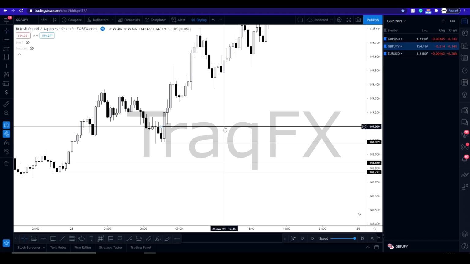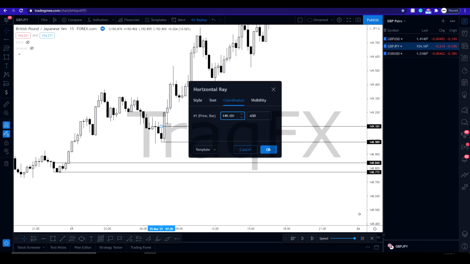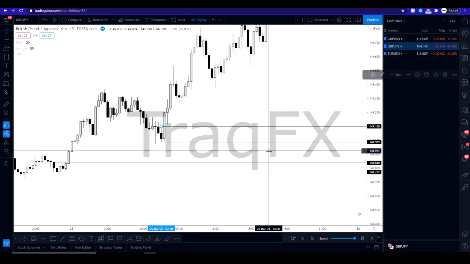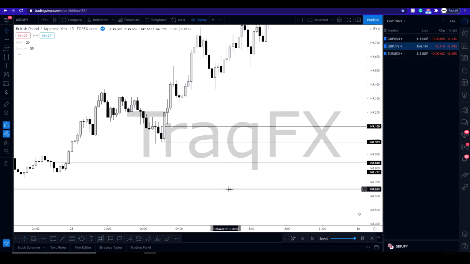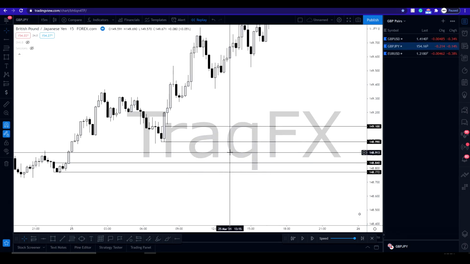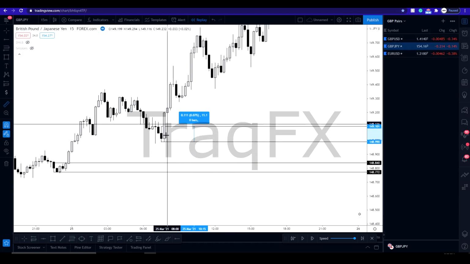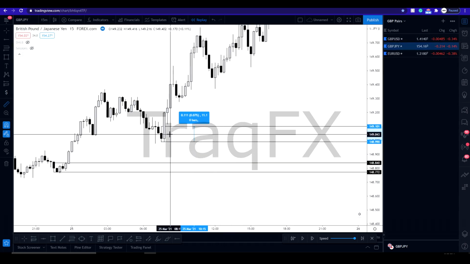And like we talked about, or we're going to be talking about, psychological levels, we can see that this is a psychological level, 149.100, and this is a bank level that the banks are trading at, and we can refine this to 148.990 right here. So now we have psychological confirmation, and we have a refined entry from 48 pips to 11 pips.